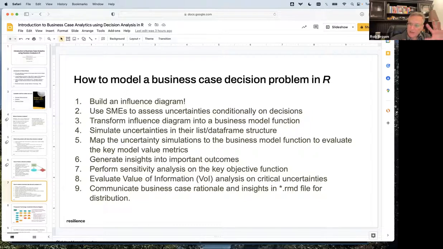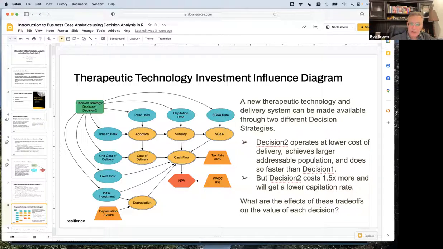All right, so I've laid out all the groundwork here. So let's look now at a little case study that we can walk through today to demonstrate some of the ideas that I've introduced.